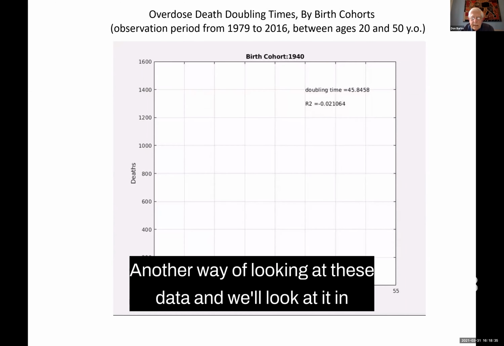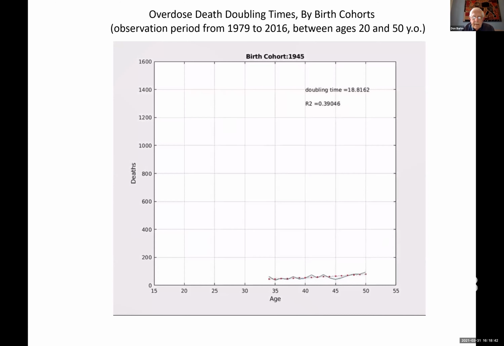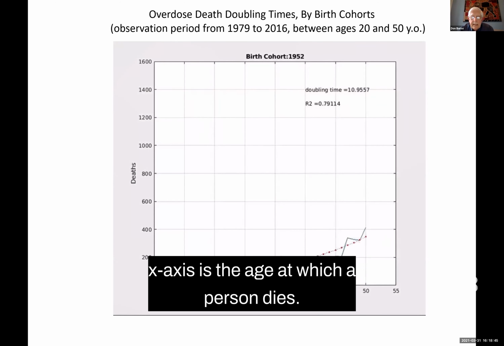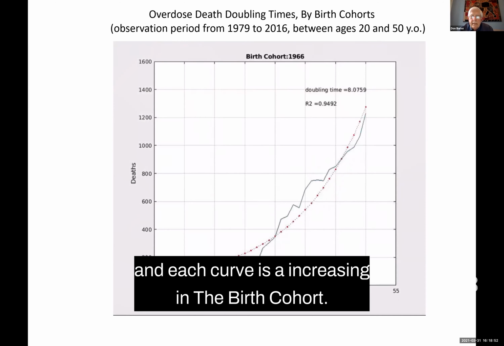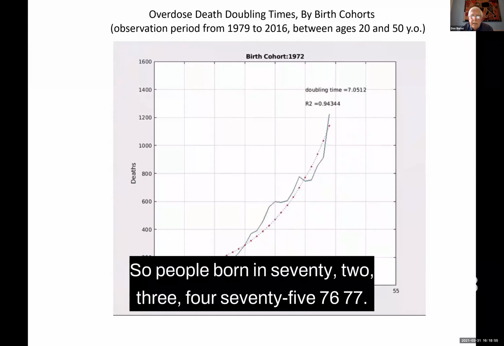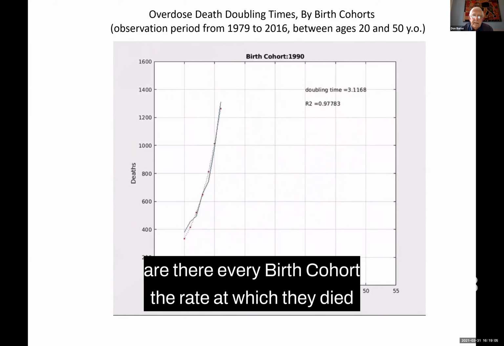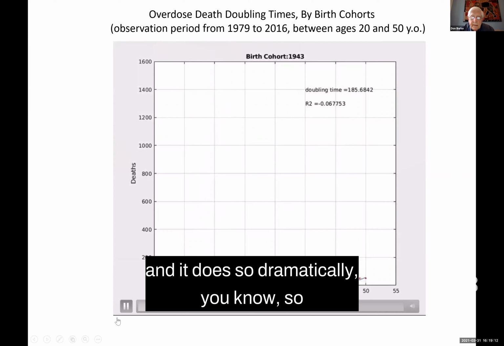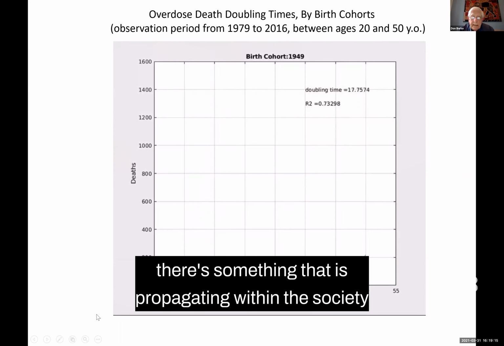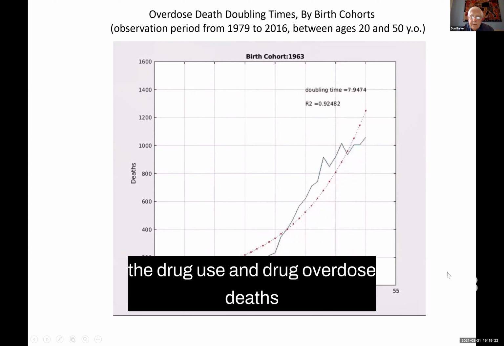Another way of looking at these data, and we'll look at it in more detail here, is that on the x-axis is the age at which a person dies. The y-axis is how many deaths there are for that age. And each curve is an increasing birth cohort. So people born in 72, 73, 74, 75, 76, 77. So every year, every birth cohort, the rate at which they die from drug overdoses increases, and it does so dramatically. So there's something that is propagating within the society toward younger and younger ages toward the drug use and drug overdose deaths.